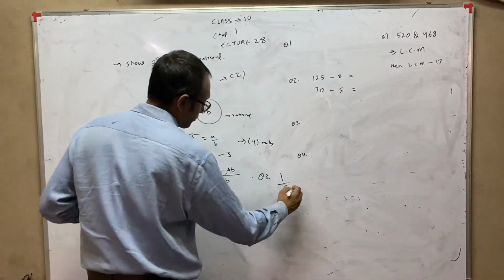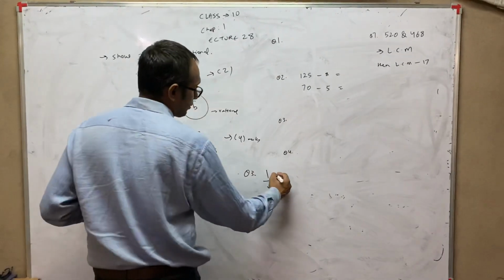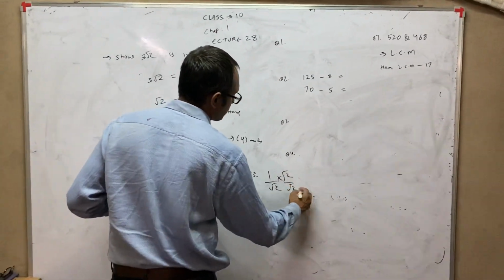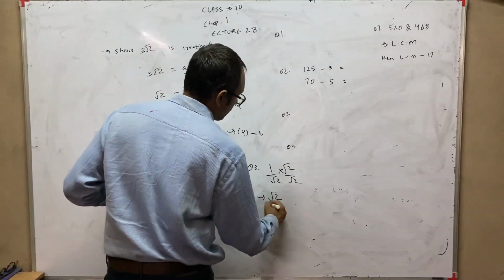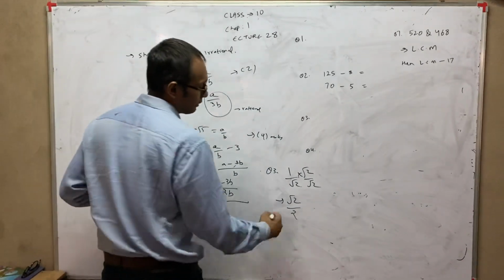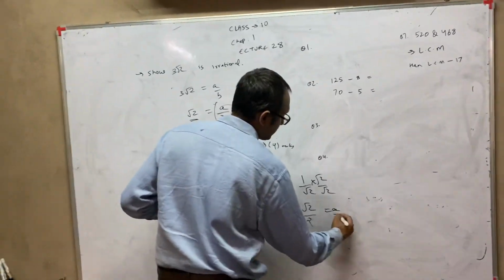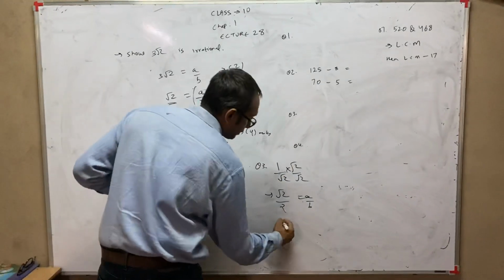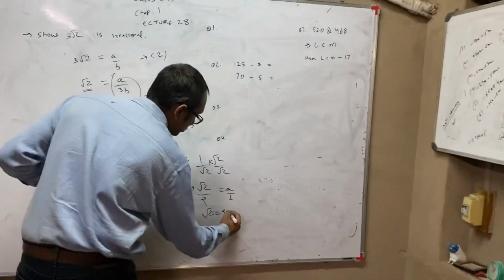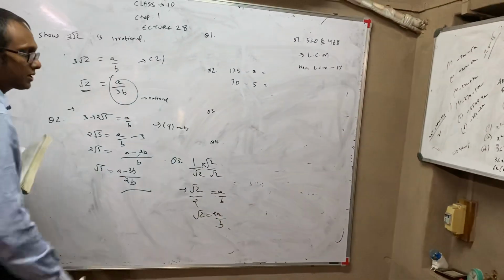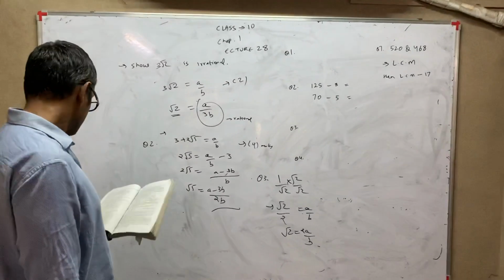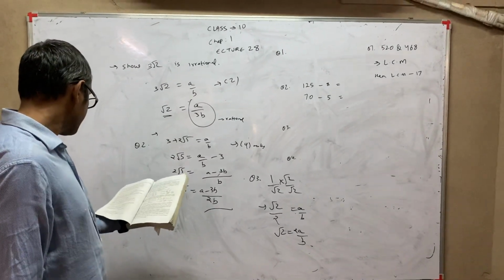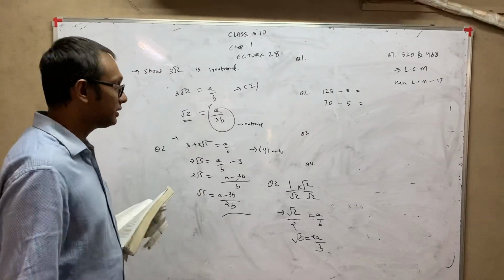First is 1 by root 2. First step you do before you do this sum, just multiply this by root 2 so that it becomes easier. Root 2 by 2. Again, root 2 by 2 is equal to a by b. Shift 2 over there. Root 2 is equal to 2a by b, and then again the same work. And similarly, question number 3, second and third part will also be done.